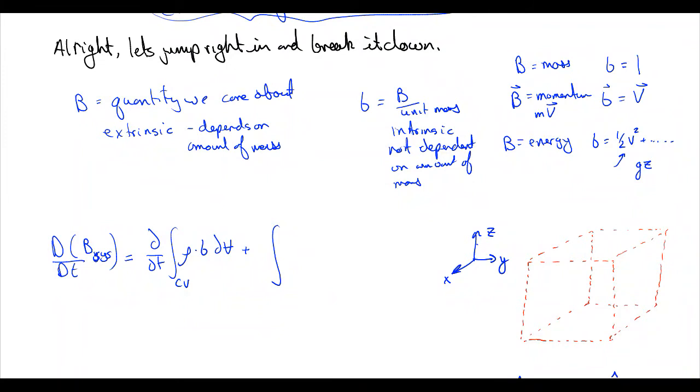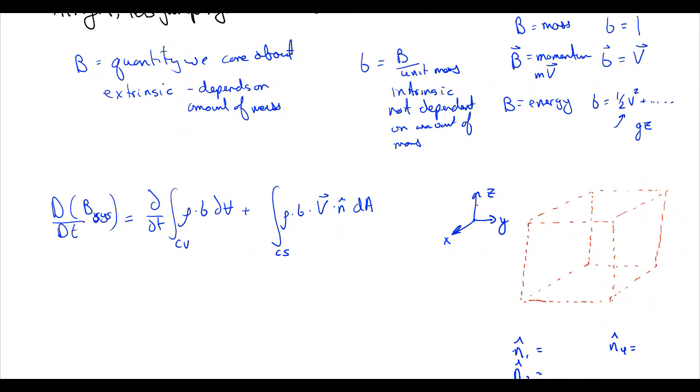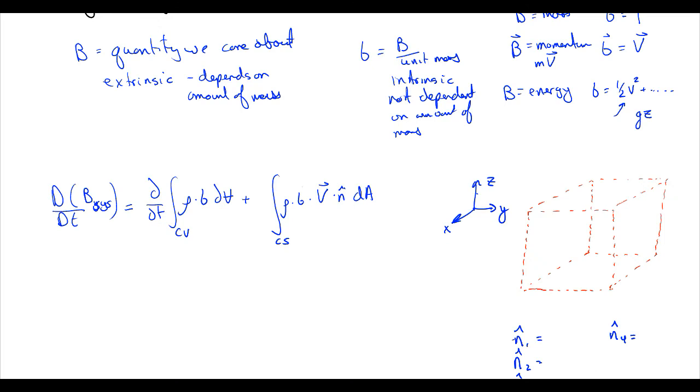Because remember, we're assuming that our velocity of our fluid is carrying stuff with it. So we have our b times the flux through the surface, which is given by the velocity dotted into n hat, which is the unit normal on the surface of the control volume. We'll talk about that, times dA, which is the area of the control volume. All right, so let's go back and talk first about this component here at the beginning.